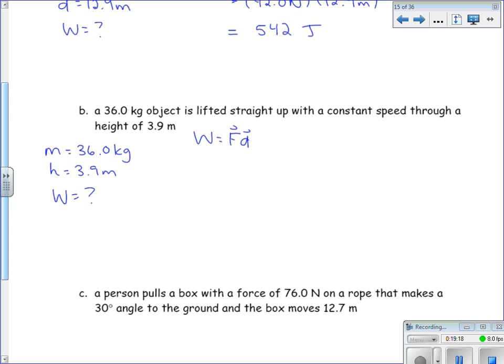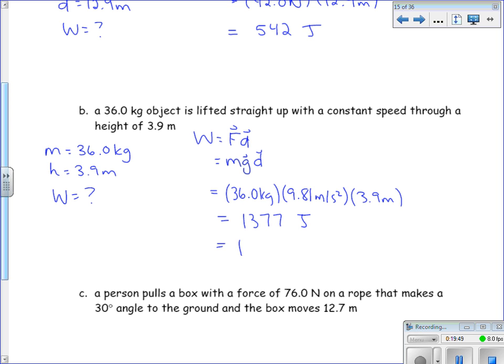But in this case, if you're lifting something up, then the work that is being done is against gravity, so that force becomes the force of gravity, or m times g, and the d we can leave as d, or we can put it as height. So basically what you're finding is the change in gravitational potential energy, where we have 36 kilograms times 9.81 meters per second squared times a height of 3.9 meters, which gives you 1,377 joules, or with sig digs, 1.4 times 10 to the 3 joules.